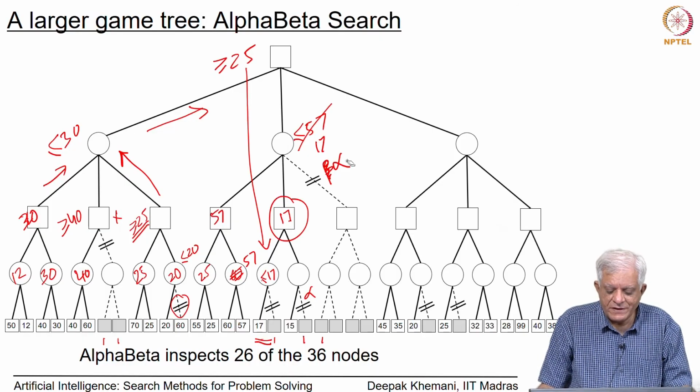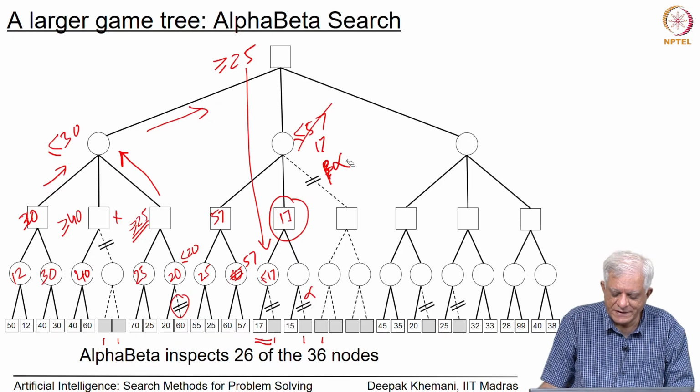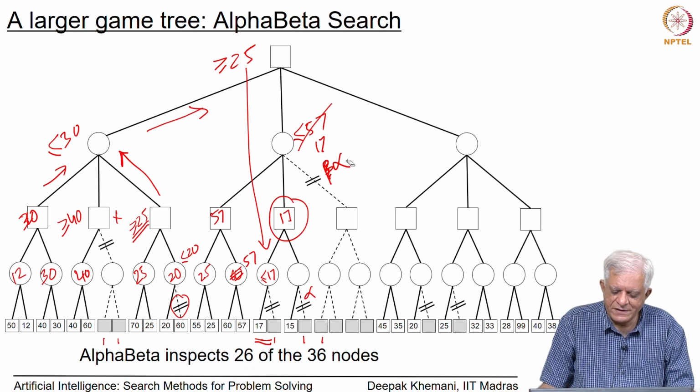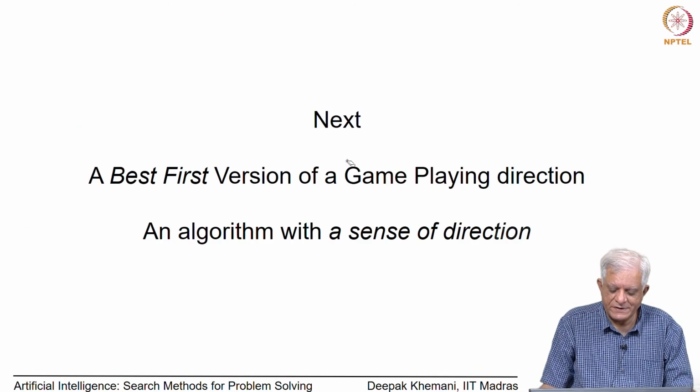Then we will look for an algorithm which is better than alpha beta, in the sense that alpha beta has the same property as the Minimax algorithm of searching the tree in a predetermined fashion from left to right. We would be interested in looking at a best first version, which has a sense of direction, and does not necessarily explore the tree from left to right.